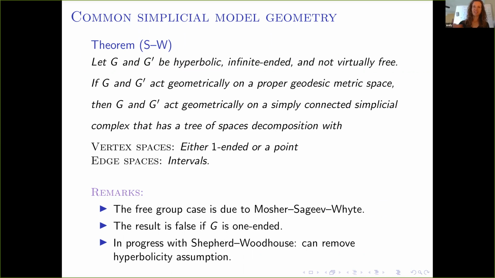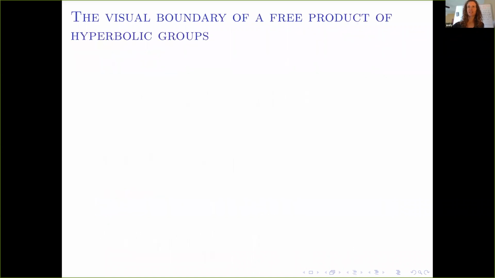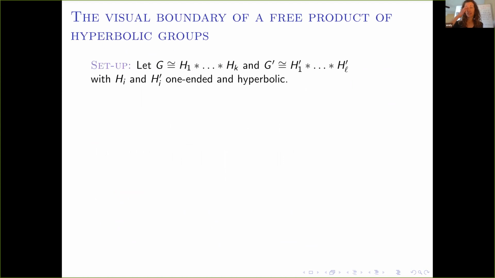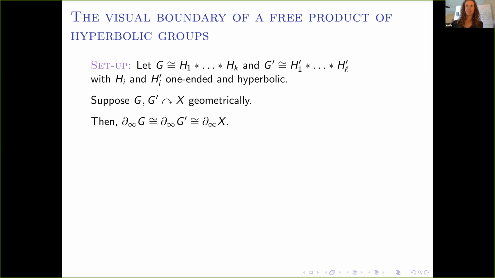Okay, so let me explain. In the hyperbolic case, how do you build a simplicial complex? The idea is to use the structure of the visual boundary of a free product of hyperbolic groups. So as a setup, suppose that G and G prime are free products of one-ended hyperbolic groups, H_i and H_i prime. And suppose that the groups G and G prime act geometrically on the same proper geodesic metric space X. Then the visual boundary of G is homeomorphic to the visual boundary of G prime, which is homeomorphic to the visual boundary of X.